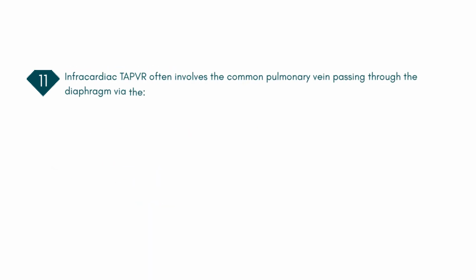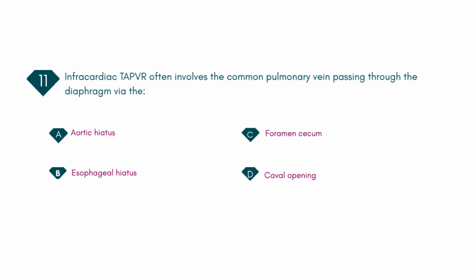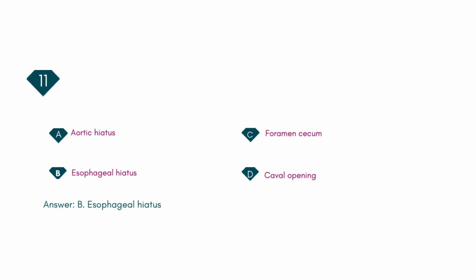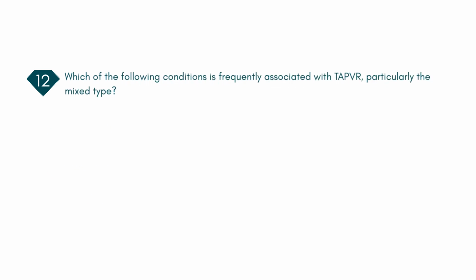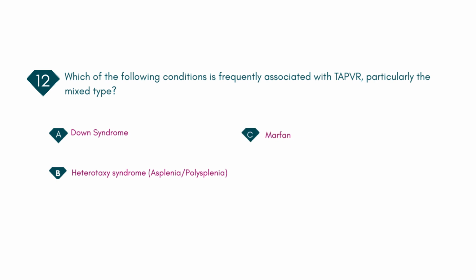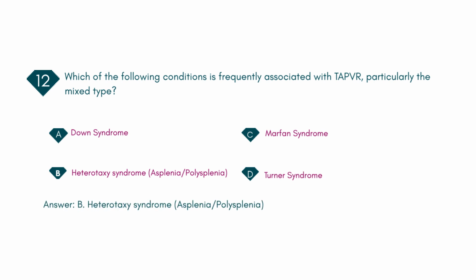Infracardiac TAPVR often involves the common pulmonary vein passing through the diaphragm via the A. Aortic hiatus. B. Esophageal hiatus. C. Foramen cecum. D. Caval opening. Answer, B. Esophageal hiatus. Which of the following conditions is frequently associated with TAPVR, particularly the mixed type? A. Down syndrome. B. Heterotaxy syndrome, asplenia/polysplenia. C. Marfan syndrome. D. Turner syndrome. Answer, B. Heterotaxy syndrome, asplenia/polysplenia.